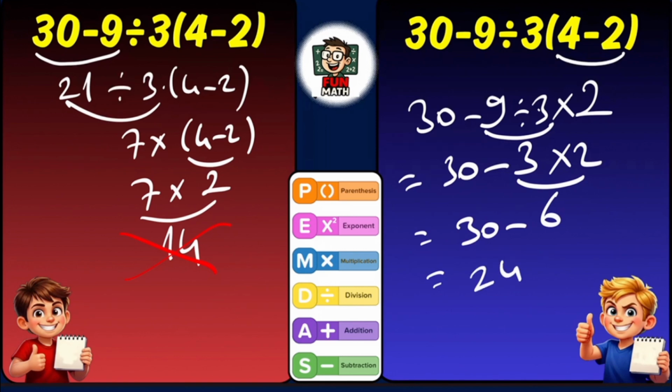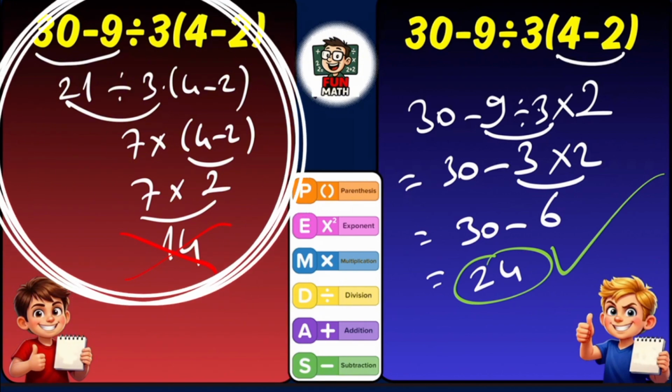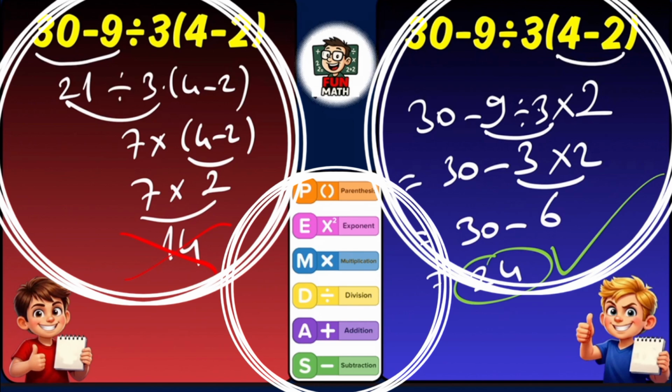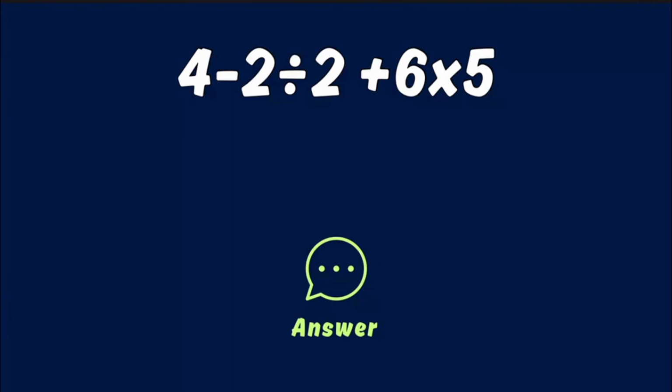The correct answer is 24. Great job! Today we learned the wrong answer and the correct answer and the rule behind it. I hope it makes sense now. We reached the end of our video.